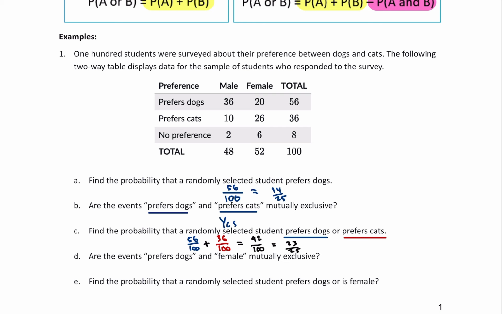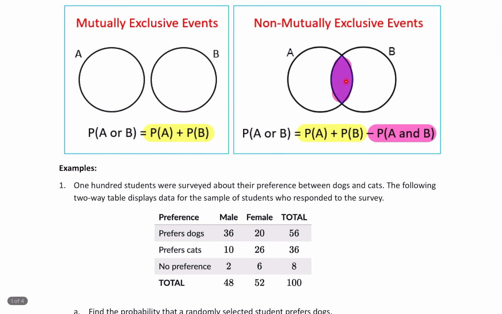Okay, I'm going to look up at my table here. Prefer dogs. I'm going to see if it intersects with female anywhere. Right there. Prefer dogs and a female intersect right here. Because there's an intersection there, I can say no, they are not mutually exclusive. So when they intersect like this, prefer dogs and females, this 20 right here basically represents this middle part right here.